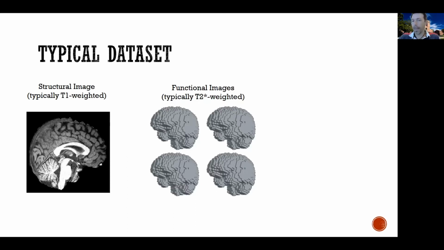So this is what a standard data set in an fMRI experiment might look like. Typically, you would have one or more structural images. So this would perhaps be a T1 weighted image, just to give you a detailed view of the anatomy of the brain of your participant. And then you might have one or more functional images. In our case, these will be T2 star weighted images. And in this particular case, I'm just portraying, let's say, 4.